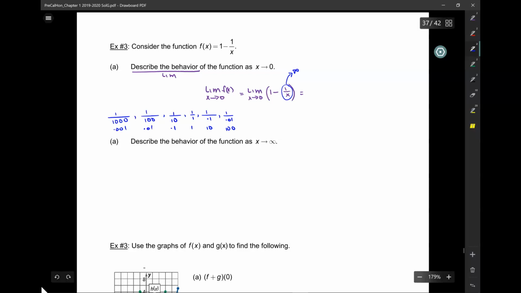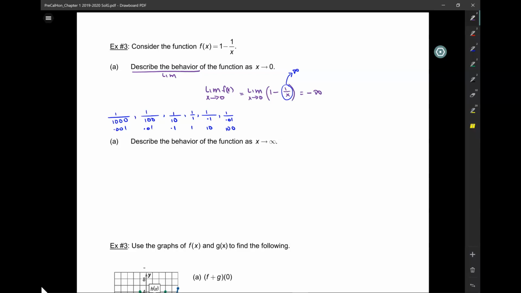So now I have 1 minus a very, very large number. So what happens if I have 1 minus 1,000,000? It's negative 999,999. So 1 minus an infinitely large number is an infinitely large number, but negative. So this will be negative infinity. The important thing here is that when the denominator becomes very small, the entire fraction becomes infinitely large. 1 minus a very large number is a very large negative number.